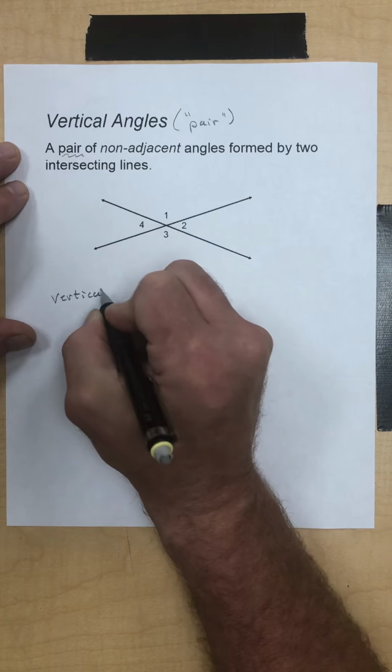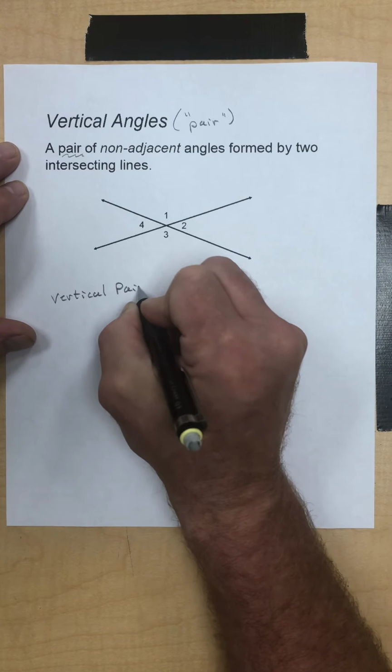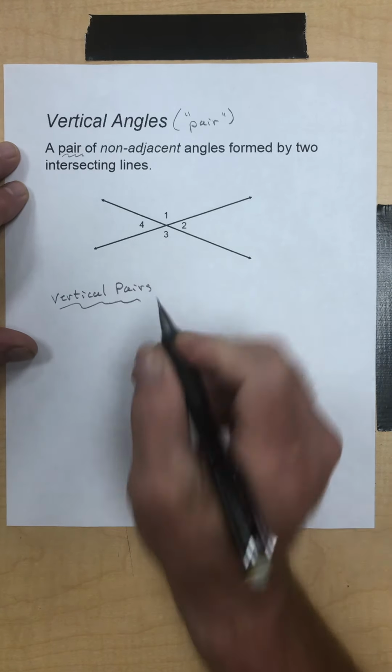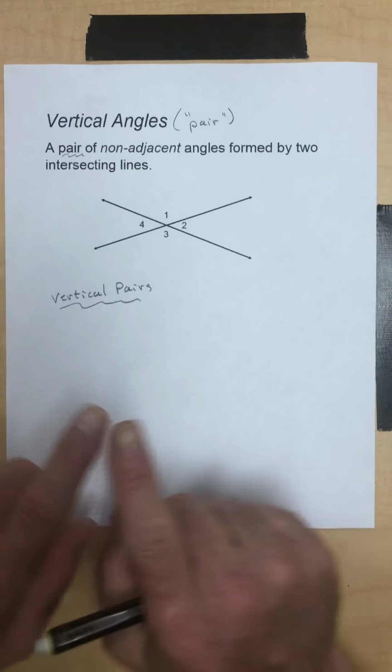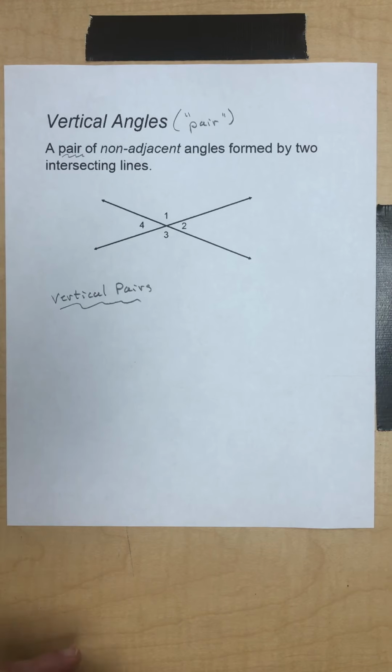Vertical pairs, okay? Well, it says they're non-adjacent, okay, so they can't butt up against each other. They can't have a shared side. They're non-adjacent, and they're formed when lines intersect.